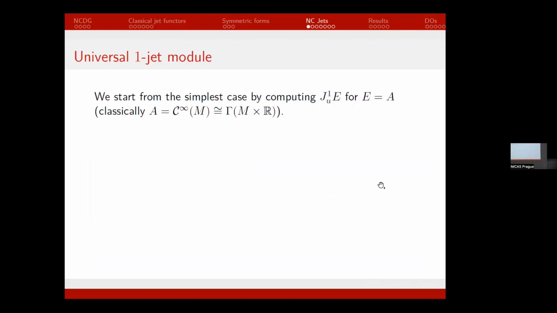Okay, so finally we are able to define the jet bundles. And we start with the simplest possible case. So we consider the one-jet bundle over the universal exterior algebra, where E coincides with the trivial bundle. So E is equal to A, and geometrically corresponds to the one-dimensional trivial bundle.